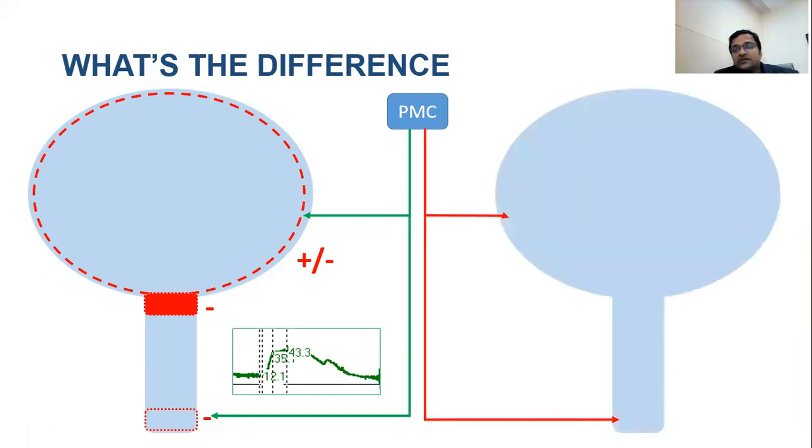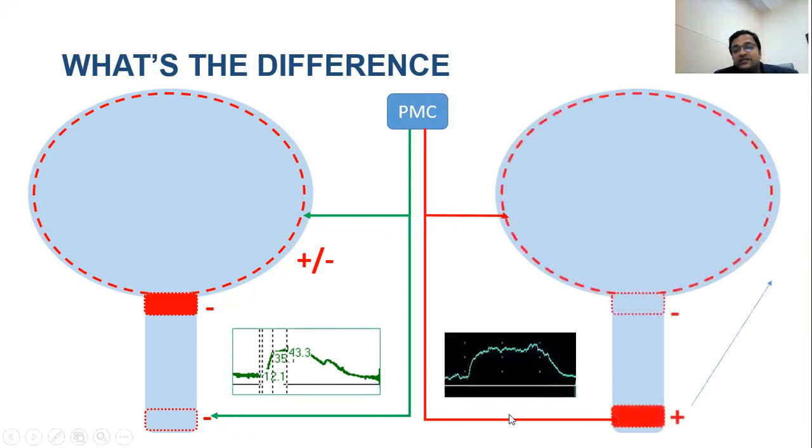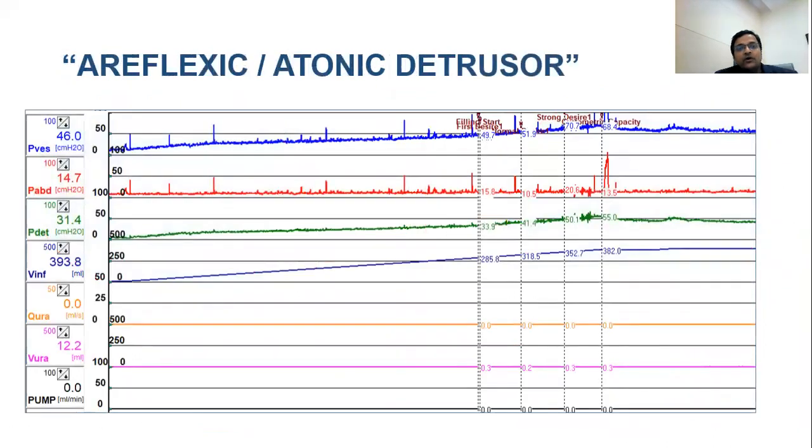Now, this is our original research, and it was first reported by us from PGI Chandigarh, and there is another publication in the pipeline. Now, in the other situation where the external sphincter is not relaxing properly, it is inhibiting the detrusor secondarily, and that is also giving rise to detrusor underactivity, which is denoted by a flattened detrusor contraction curve. Now, coming to areflexic or atonic detrusor.